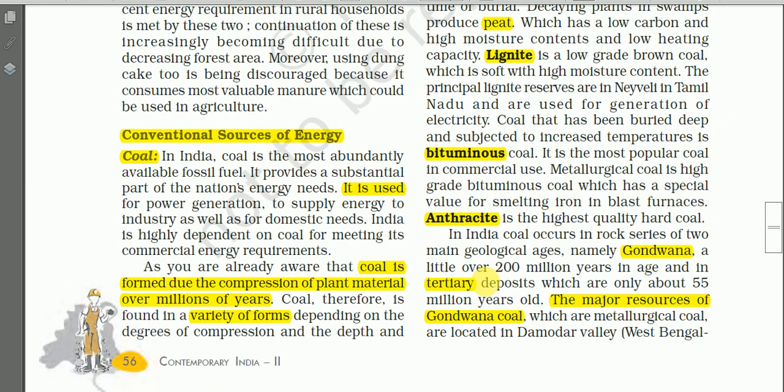The higher the pressure, the higher the quality, and the older the material, the higher the quality. And that is why the Gondwana coal is better than the tertiary coals. Gondwana coals are around 200 million years old, whereas tertiary coals are only about 55 million years old. So this is about the uses, types and distribution of coal in India.